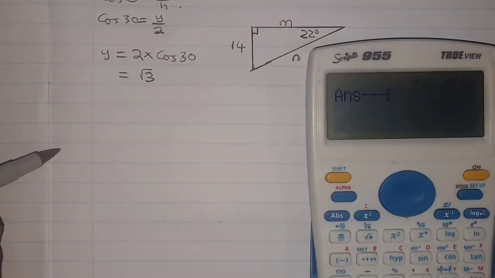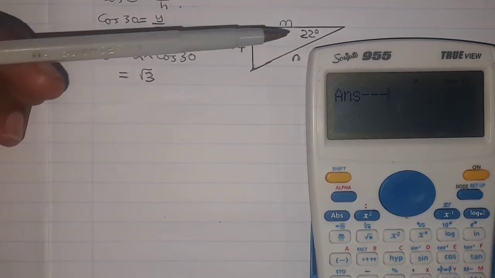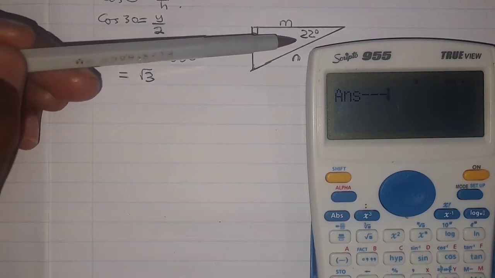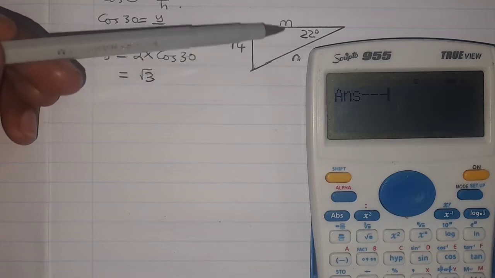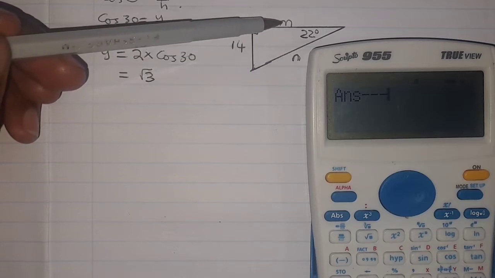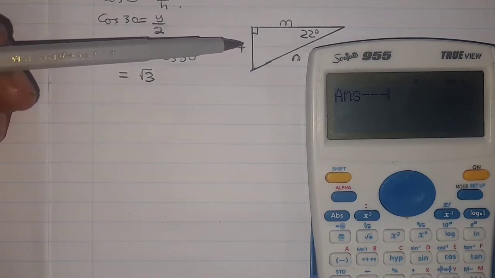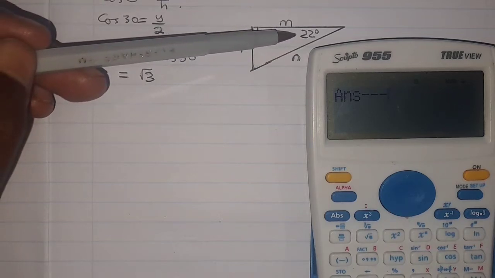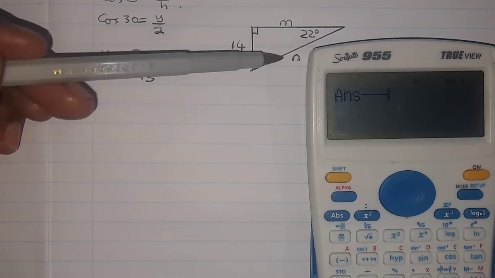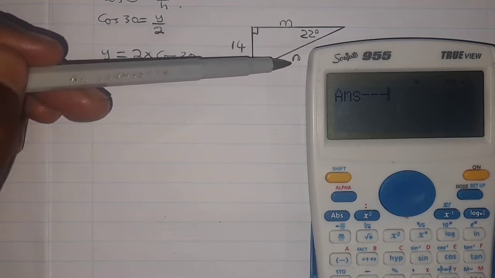All right, we are looking at our right angle triangle, and on this triangle we have the angle given, 22 degrees. You are supposed to determine N and determine M, and you are given the opposite. 14 is the opposite side to the angle 22 degrees. Now, which one should we start with? Let's start with N.